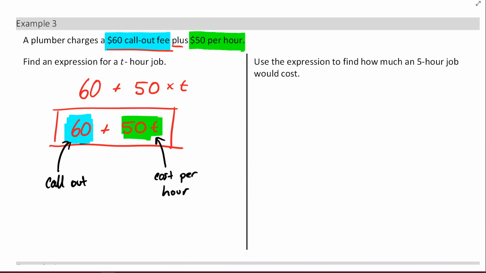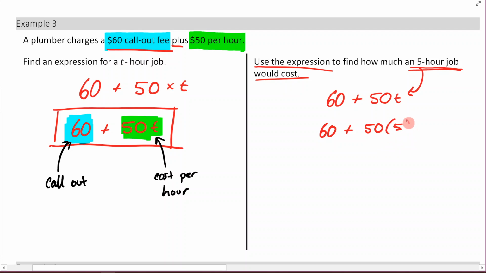Okay, now it says use the expression, so this one right here, to find how much a 5-hour job would cost. So we're going to rewrite it. And now we're asked to find how much a 5-hour job would cost. So I'm going to take this 5 and put it into the T spot. So it's going to be 60 plus 50, and then I'm going to put a 5 in here. All right, so I'm going to get 60 plus 50 times 5 is 250. 60 plus 250 is going to be $310. That's going to be my answer.